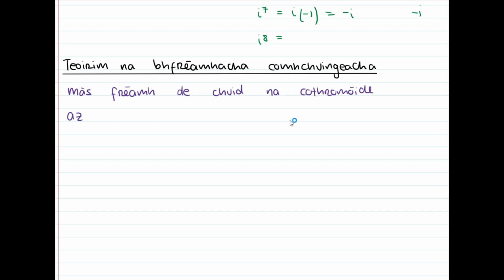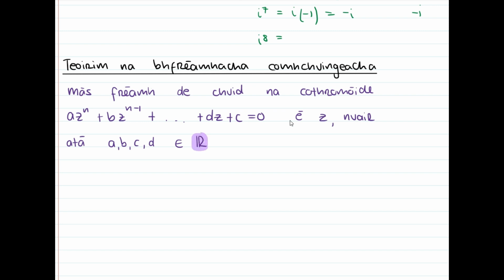So where we have a Z to the N, plus b Z to the N minus one, and then d Z, plus c. So a, b, c, d, are the coefficients. Now that's actually very important. They all have to be real. So I'll just write that on the letter there.